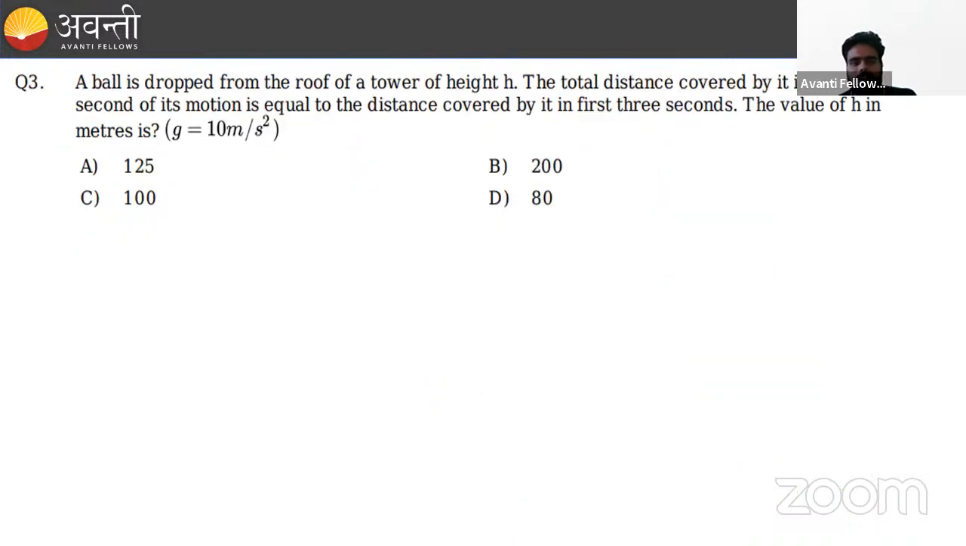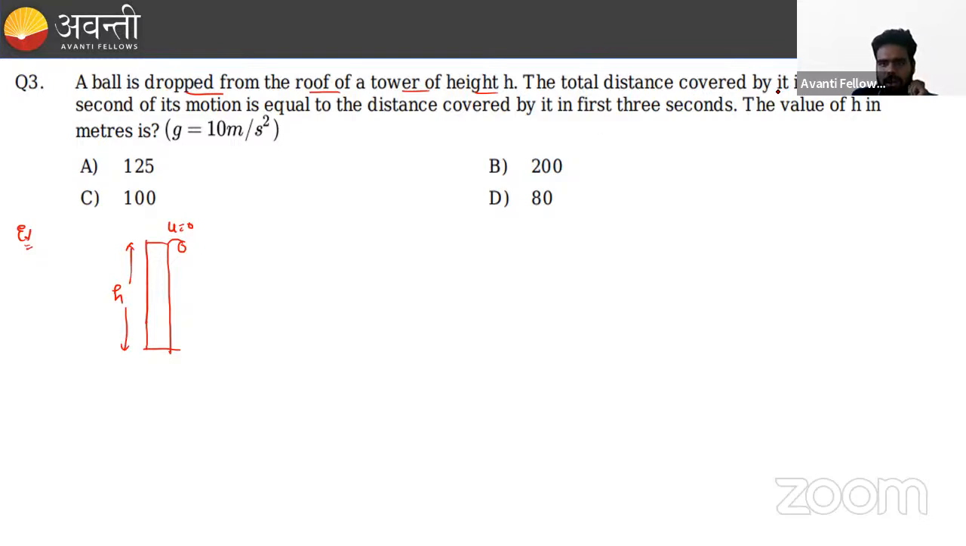The next problem is a very good problem from motion in one dimension and motion under gravity. It is given that a ball is dropped from the roof of a tower, say of height h. If we consider the diagram, guys, suppose this is our tower, correct, and a ball is dropped from the roof of the tower. If the ball is dropped from here, the initial velocity is 0 and the height of the tower is given, that is small h.